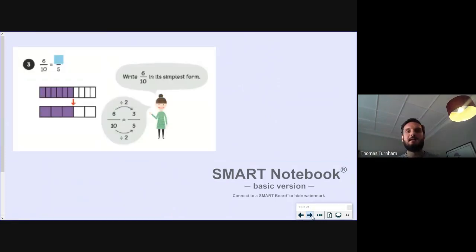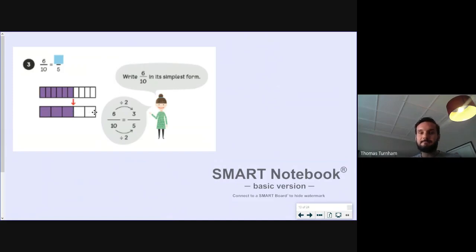Right. Now we get back to that simplest form. We talked a bit about that yesterday. Simplest form means making it into the lowest possible amount. So I've got 6 tenths. Over here is my chocolate bar, my whole split into 10 pieces. 6 of them are coloured in. And I want to find a smaller way of representing that is equivalent, that is equal. It's the same amount of chocolate that I'm going to eat.